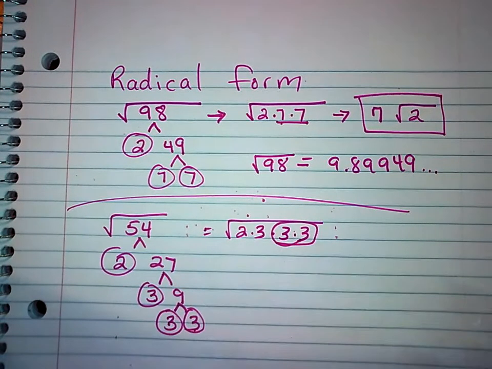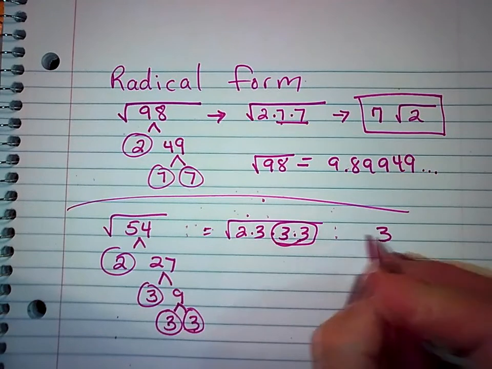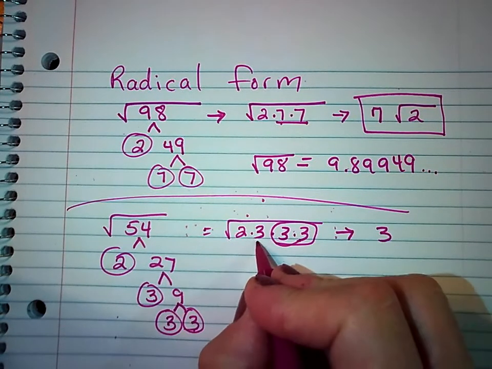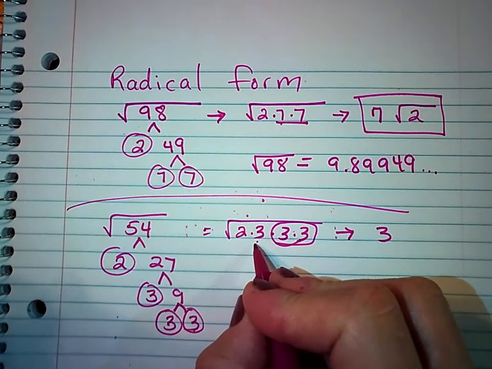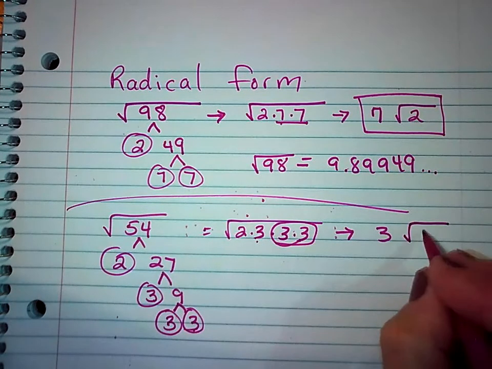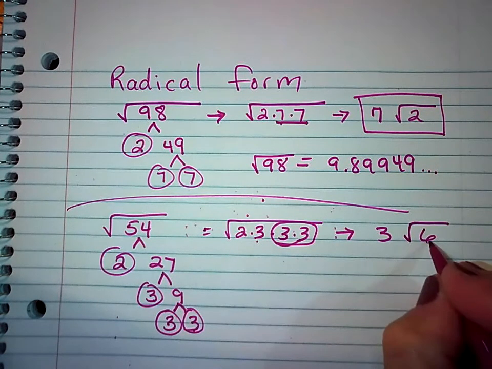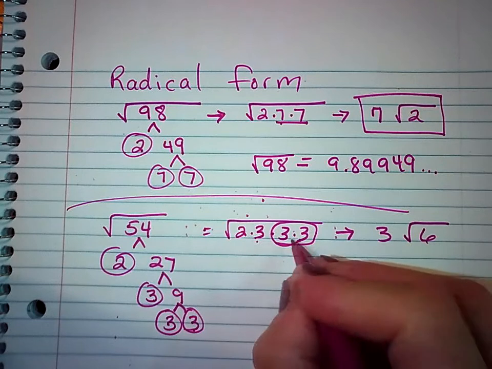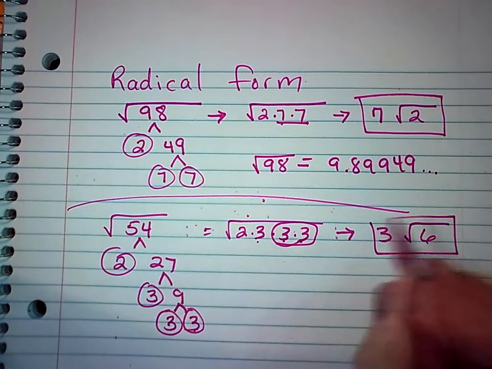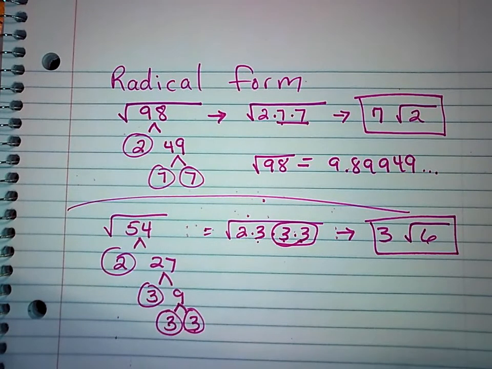I know these can come out, but these can't come out because they don't have a partner to come out with. So 2 times 3 is 6. So this would stay inside the radical sign. This partner can come out, but this has to stay in. This is a simplified radical form.